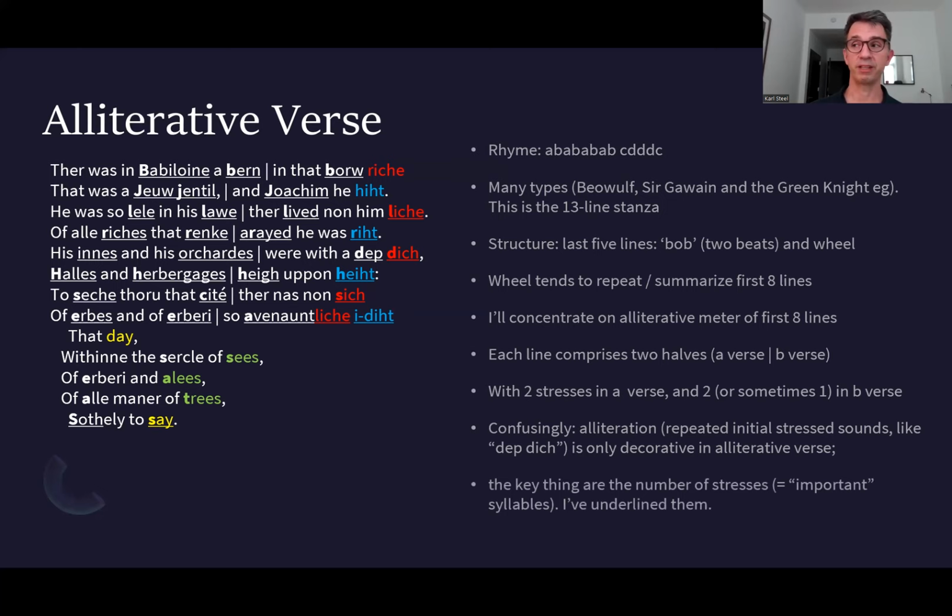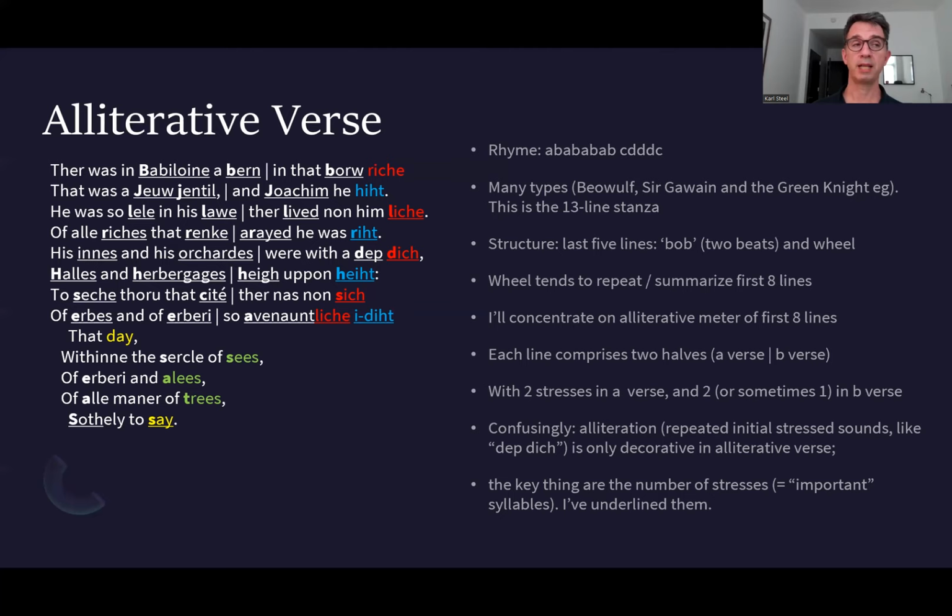The essential element of alliterative verse is the number of stressed sounds. And so I've gone through and underlined the number of stresses. So we have two stresses here in the A verse, one stress in the B verse here, two stresses, one stress, two stresses, two stresses here, two stresses here, and so on. And if you read it out loud, it'll be easier to identify where those stresses are. The stresses are basically kind of important syllables. There is in Babylon a burn, and that burrow, right? Babylon, burn, burrow are probably the most important sounds, and they're the ones that you're going to say with a little more emphasis. Those are the stresses.